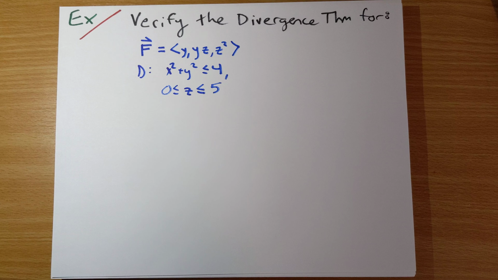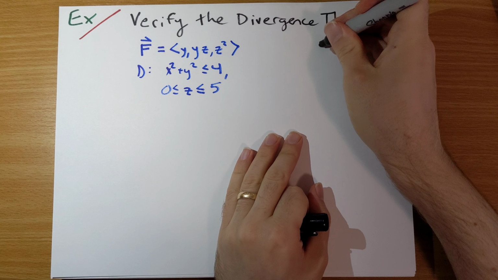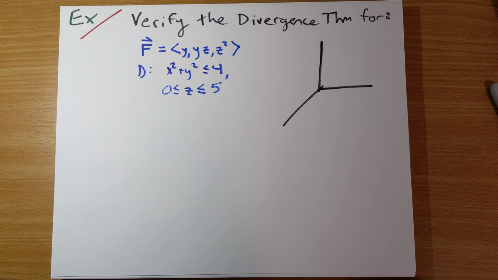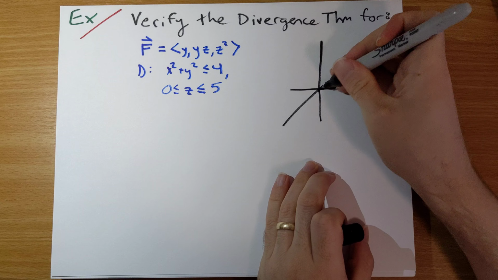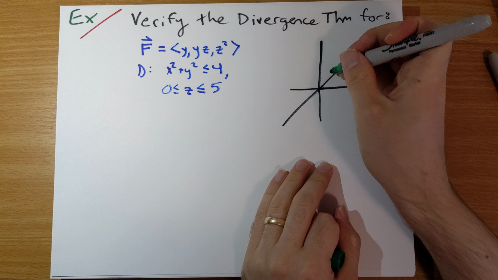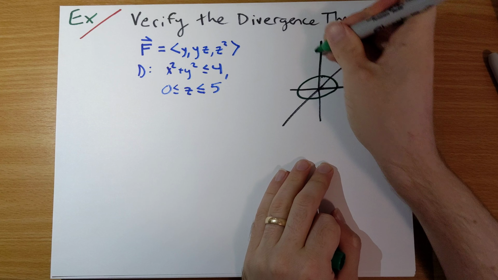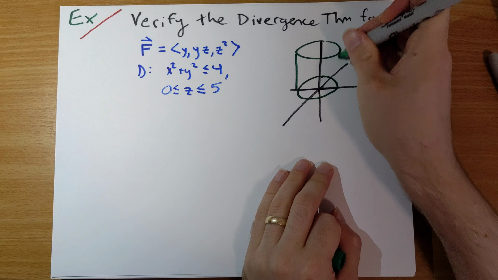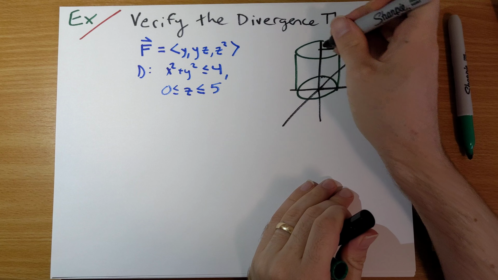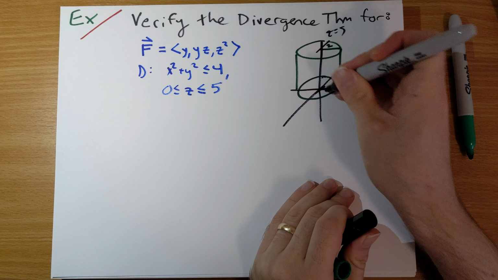Let's say we want to verify the divergence theorem for F, the vector field y, yz, z squared, and the region D is a cylinder. Let me draw the picture here. Z runs from 0 to 5, and x squared plus y squared is less than or equal to 4. So it's a cylinder of radius 2 here, going from z equals 5 to z equals 0.